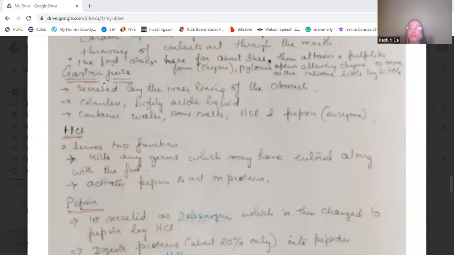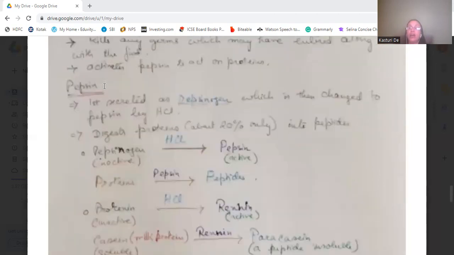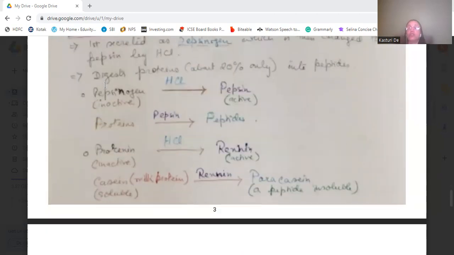Now this inactive pepsinogen changes into active pepsin by HCl and digests protein. About 20% of the digestion of proteins takes place here, and it changes into peptides. Prorenin is also an inactive form, which is also secreted by the inner lining of the stomach, and gets converted to active renin by HCl. This renin acts on casein, which is a soluble milk protein, and changes it to paracasein, a peptide which is insoluble in nature.